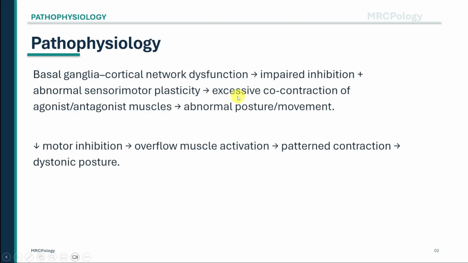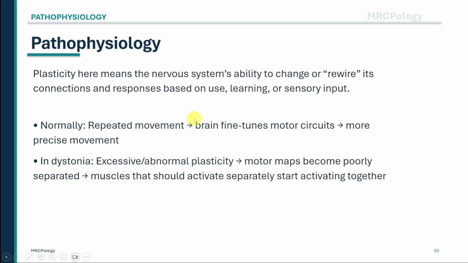Reduced inhibition causes overflow activation of muscles that should remain quiet. Abnormal plasticity causes motor maps to become poorly separated. The final result is excessive co-contraction of agonist and antagonist muscles, producing a patterned dystonic posture or twisting movement. Clinically, this means muscles that should work separately start contracting together. For example, during writing, instead of smooth finger and wrist control, the patient develops excessive gripping, abnormal wrist posture, and loss of fine motor precision. This is writer's cramp, which is a classic task-specific focal dystonia.